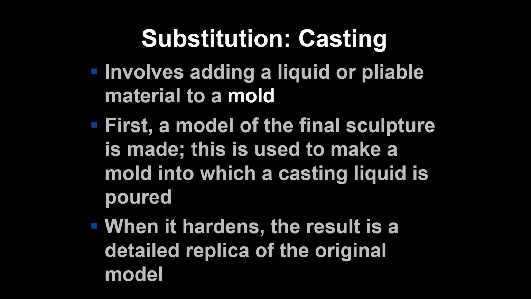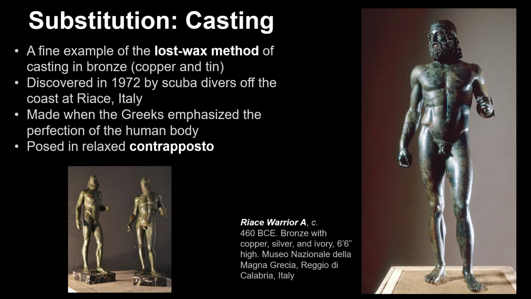But first, a model of the final sculpture is made. This is used to make a mold in which a casting liquid is poured. This is usually made out of clay. When it hardens, the result is a detailed replica of the original model.